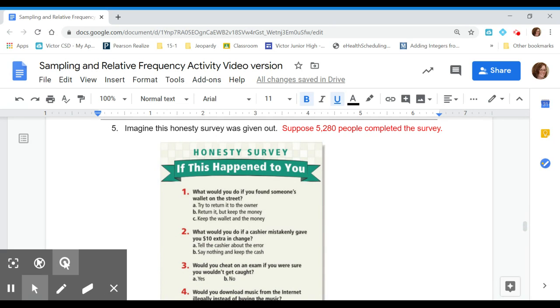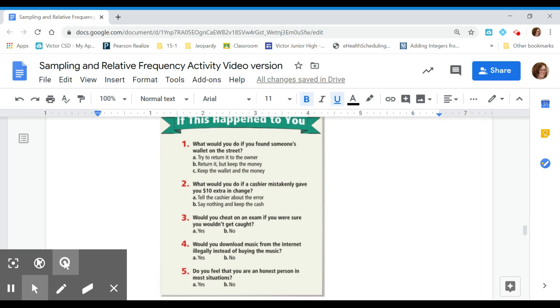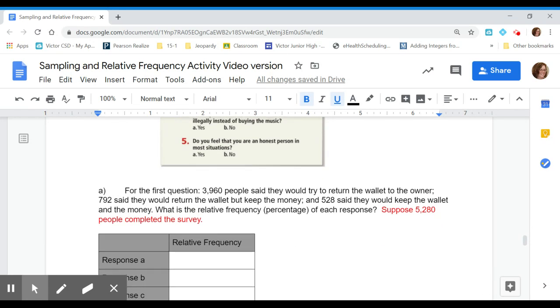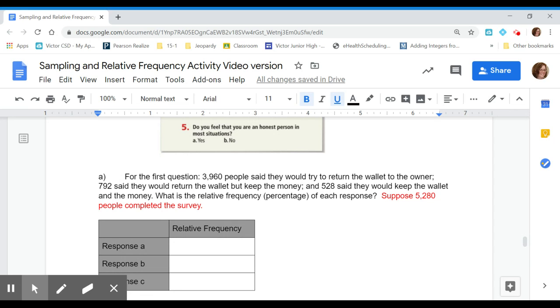As you move into question 5, there's a survey here, and then you're going to answer some questions about relative frequency. Keep in mind, all relative frequency is a percentage. If you look down into part A, it's asking the relative frequency for each response. That just means your total is 5,280. So you're just going to make your ratio and find your percentage to get your relative frequency. So it's a nice review of percents.